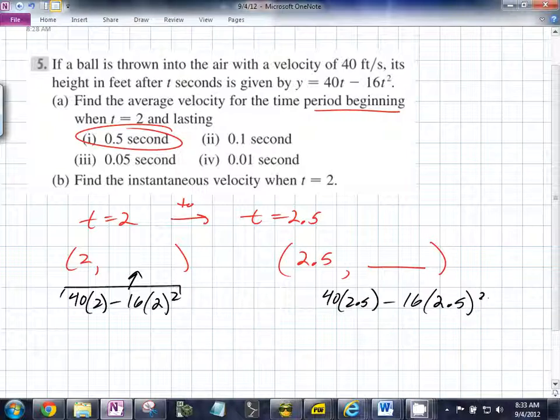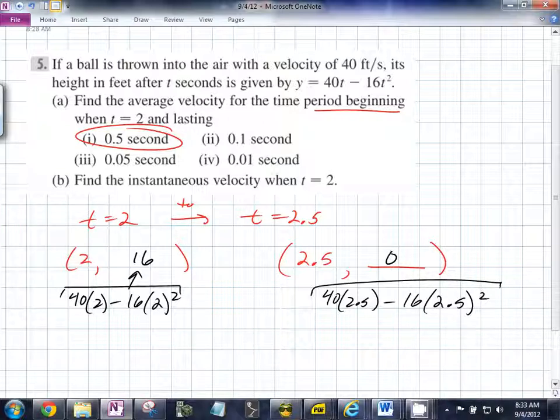Does anybody have those points for me? When you plug in 2, what do you get? 16? Is that right? No. It's not right. So it's 80 minus 64, which is 16. Okay? So then this one's 100 minus something. What is it? Minus 32. What is it? It's 0 right here.